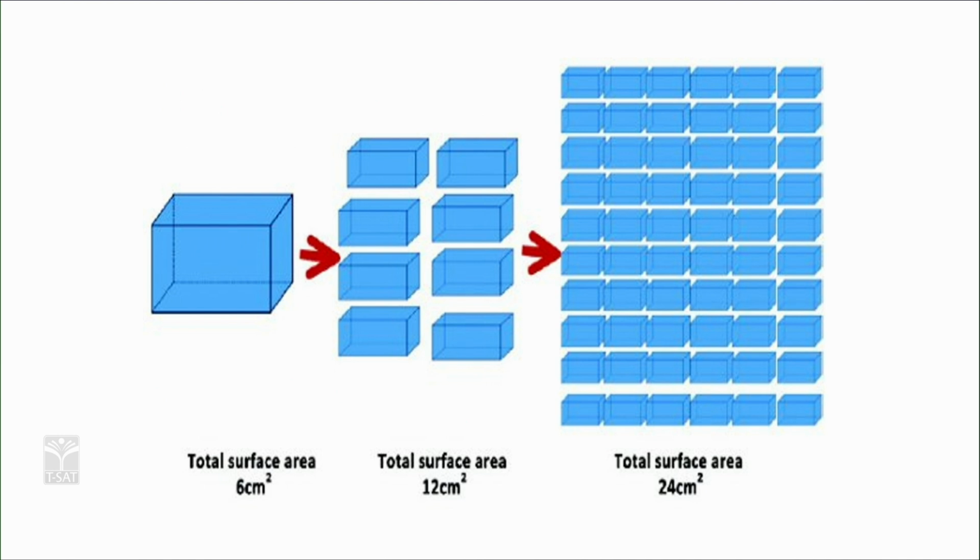You see here, for example, take a cube where the surface area of this cube is 6 centimeters square. When you divide the same cube into 8 parts, the total surface area of the 8 parts of the cube is 12 centimeters square. When this is divided further, sliced into this many number of cubes, the surface area provided by this total number of cubes is 24 centimeters square. See this, the amount of matter is the same.